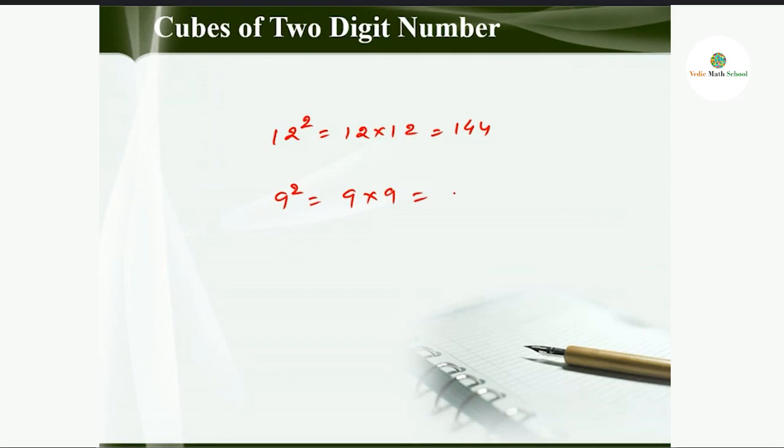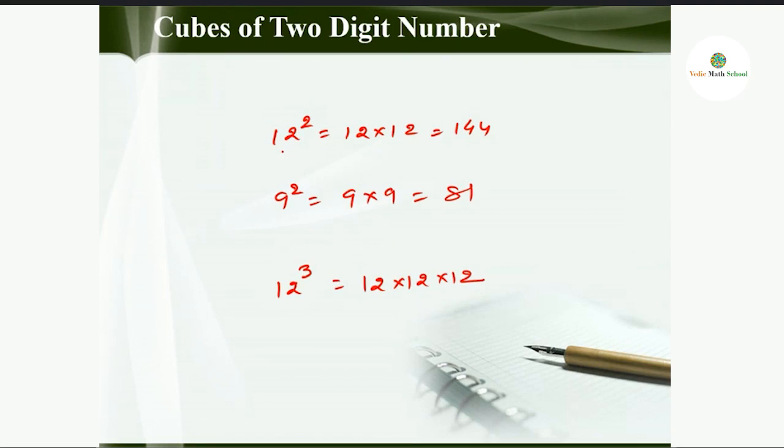That is 81. Now, this is called a square when the power is 2. Power means whatever is written above the 12. So when the power is 2, we call it square. Similarly, when the power is 3, we call it a cube, and we write 3. So this is called 12 cube, which means 12 into 12 into 12.